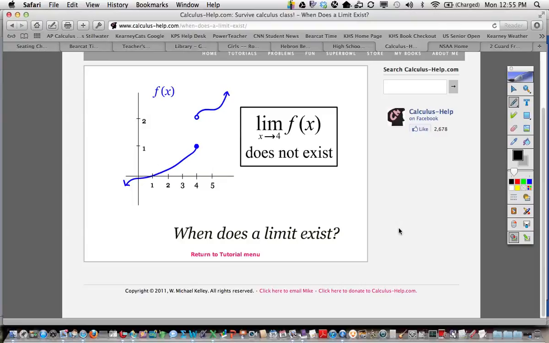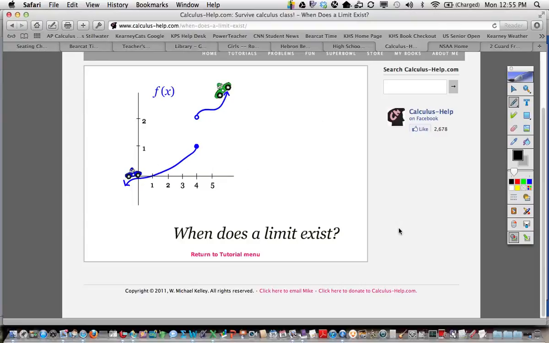Let's go back to our diner metaphor for just a second. Notice that as I'm traveling along the road from the right, I end up at a height of 2. But if you travel along the road from the left, you end up at a height of 1. These heights don't match. We won't both arrive at the diner, and no limit exists. We call the height at which we arrive from the right the right-hand limit of f of x as x approaches 4 from the right. And we denote this with a little plus sign in our limit symbol.